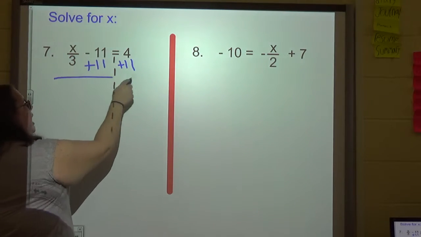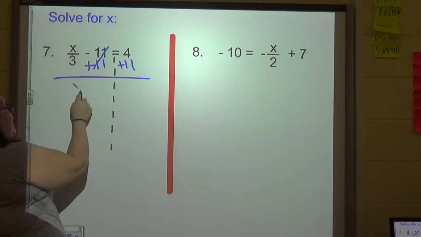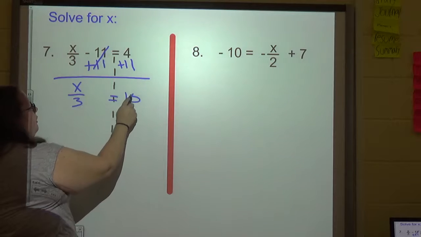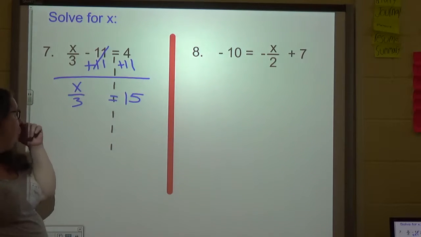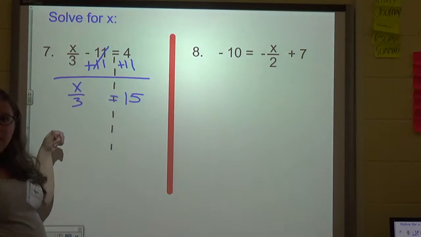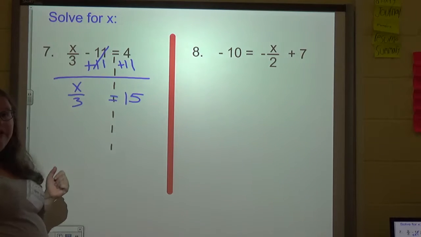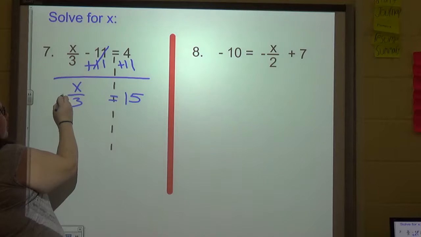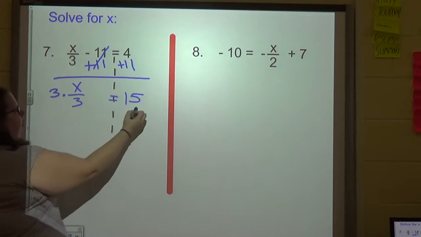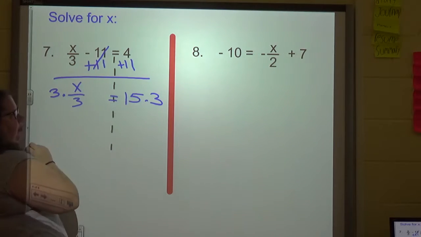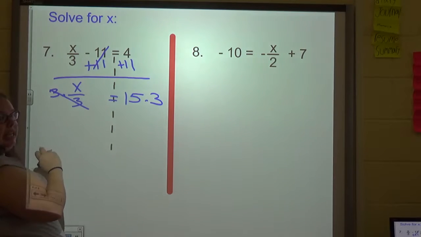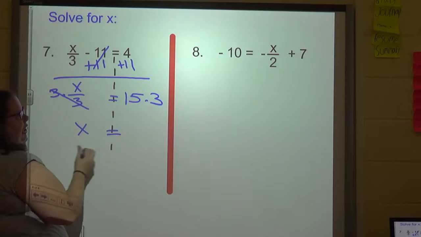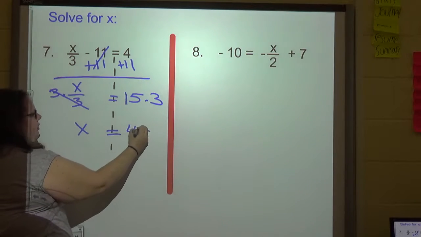Opposite of subtracting is adding. X over 3 equals 15. Now what is x and 3 doing? There's a line there, they're dividing. The inverse of dividing is multiplying. It's a little more work to get your BFF to leave. You like each other too much. 3's cancel. X equals 15 times 3 is 45.